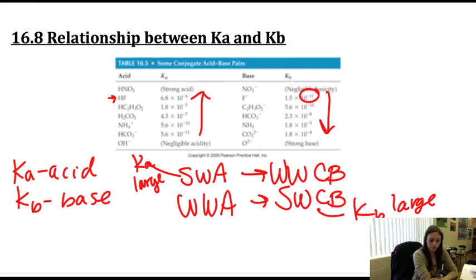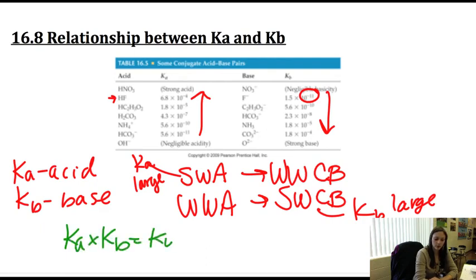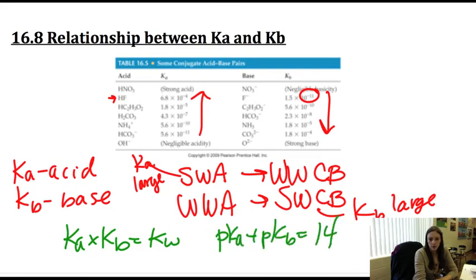Ka times Kb is going to be Kw, and this is on your green sheet, which also means that pKa plus pKb is going to be 14, because that is my pKw. All you did was take a negative log of everything, and you changed the multiplication to a plus. But this Ka times Kb equals Kw is on your green sheet, okay?